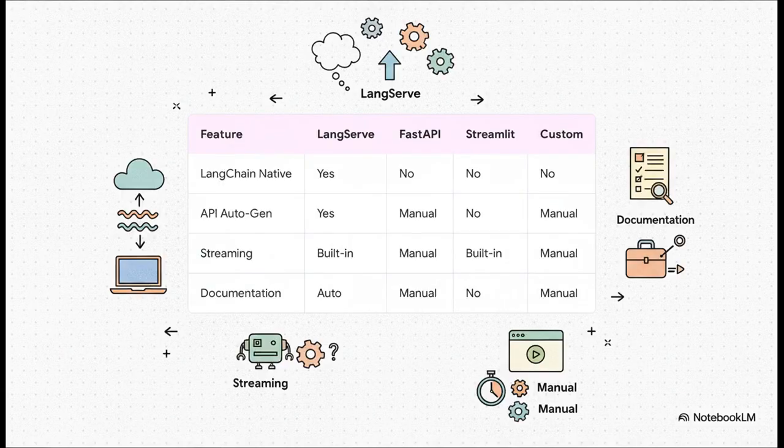And this chart really just lays it all out. Let's look at the options. If you just use FastAPI by itself, well, you're doing everything manually. The API generation, the streaming, the docs. What about Streamlit? Great tool, but it's for building user interfaces, not really a backend API. And going fully custom? Sure, you get total control, but you're also on the hook for building everything from scratch. LangServe is the only one here that's truly LangChain native and ticks all those boxes automatically. API gen? Check. Streaming? Built in. Docs? Done. It's purpose-built for this exact problem.